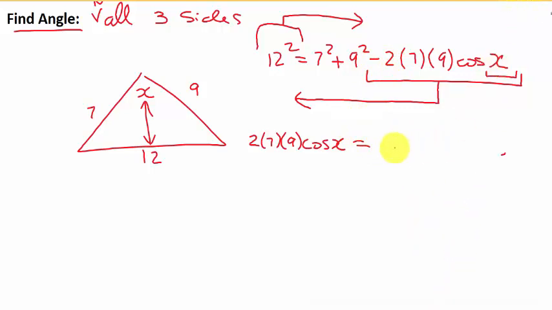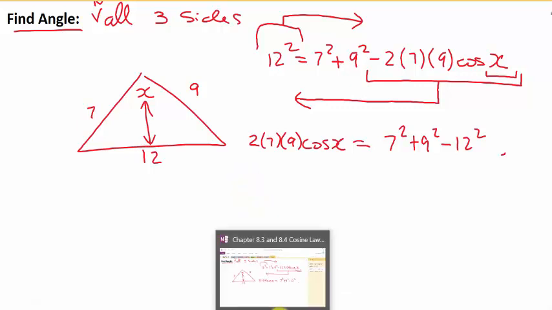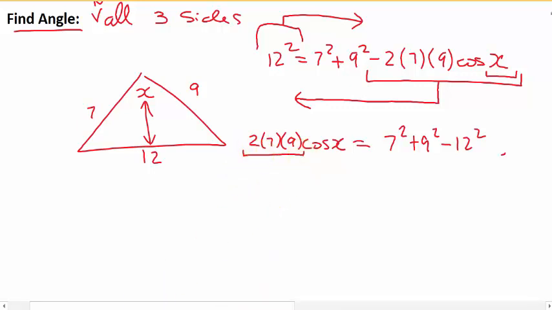Alright, what do we have on this side then? 7 squared plus 9 squared minus 12 squared. Okay, so now what I want you to do is type those numbers in. So you evaluate whatever you can. We can evaluate that one, yes? Alright, so give me a number for that. 126 cos X is equal to, and I can evaluate that because those are numbers as well. Negative 14.